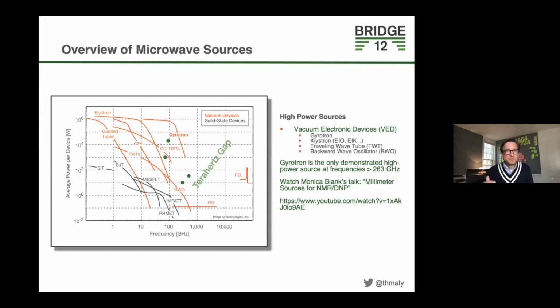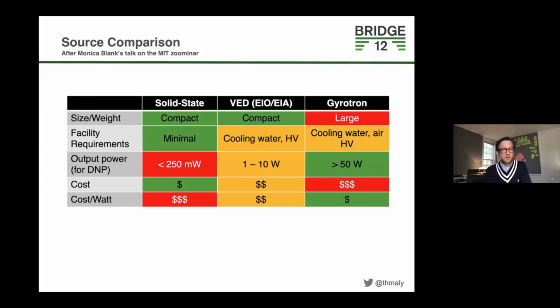There's actually, in the sister Zoominar organized by the MIT group, a fantastic talk by Monica Blank about millimeter sources for NMR DNP that you can watch. She goes into great detail about the physics and how the Gyrotron works. It's a fantastic introduction. I got inspired by one slide that she showed, which is a comparison of different sources: the solid state sources, the other vacuum electron devices, and then the Gyrotron.